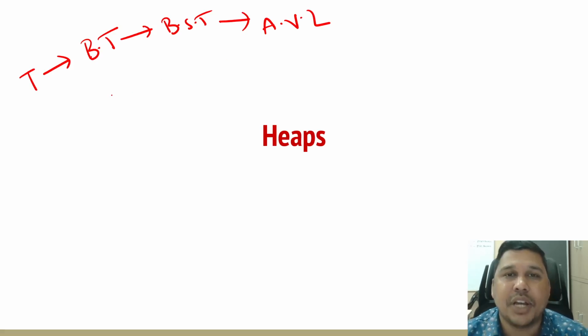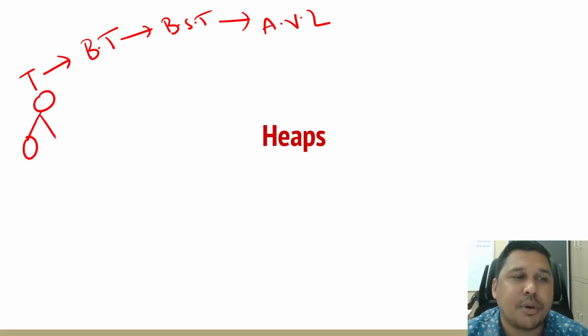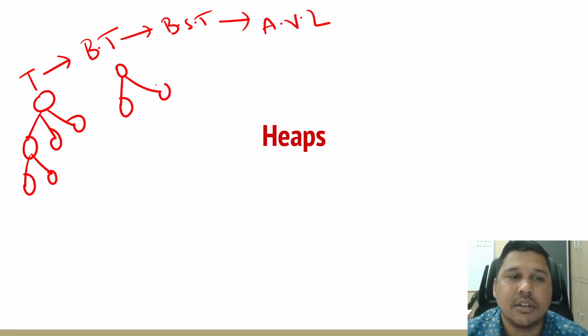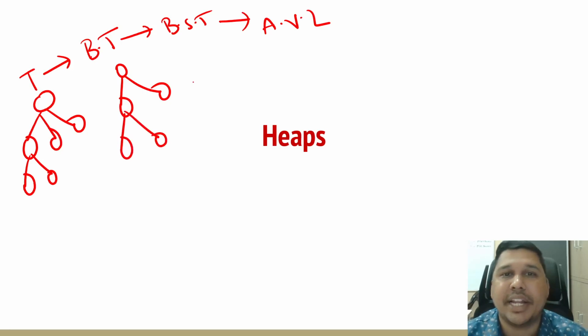If you summarize what we have seen here, tree means you can have a root and it can have n number of children like this. There is no limit in the number of children. Binary tree says that it should have either 0 child, 1 child or 2 children. So, something like this can be a binary tree.